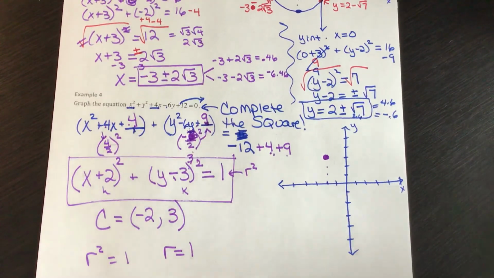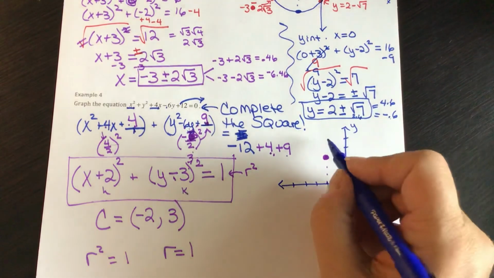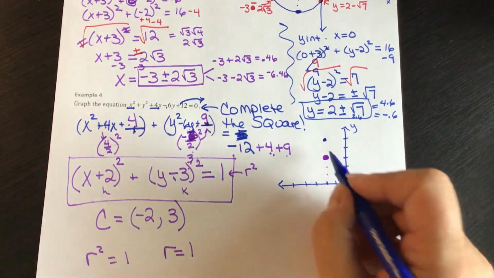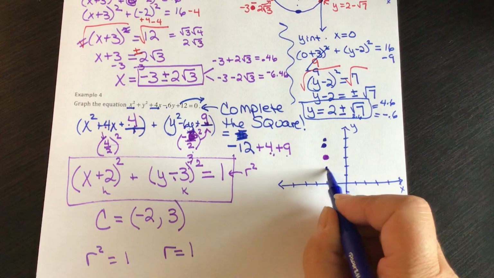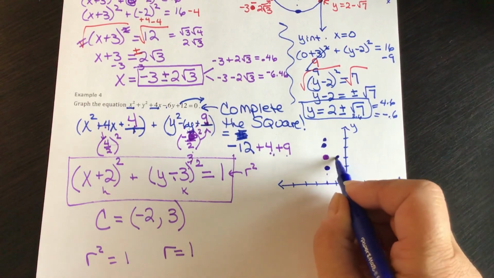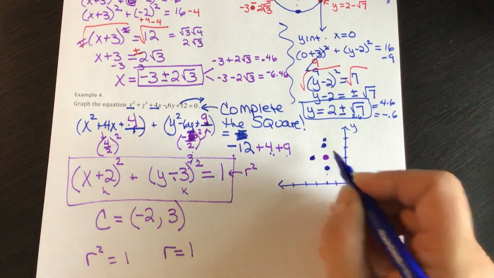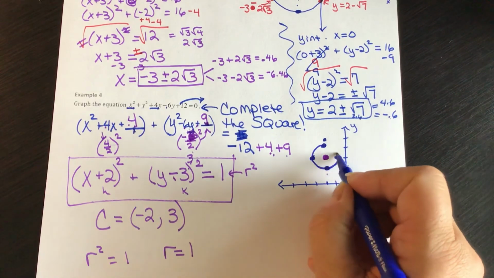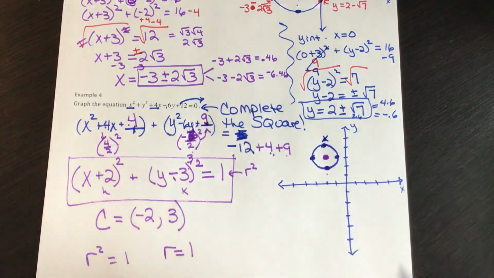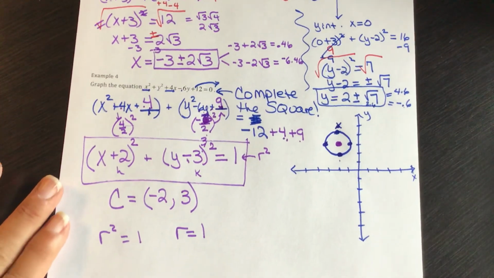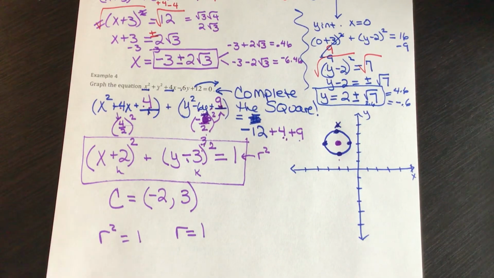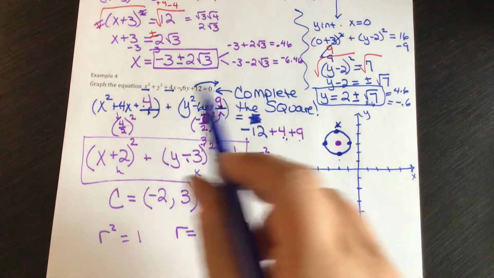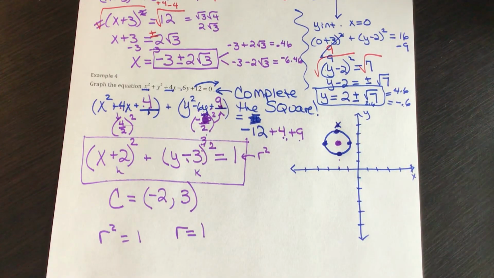So now I'm going to go 1 unit up, whoops, that's right here, 1 unit down, 1 unit left, and 1 unit right. So here is my circle. All right, so that was just a quick completing the square, and we'll probably do another example or two in class just to get some practice with that.